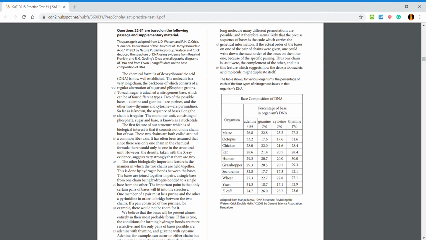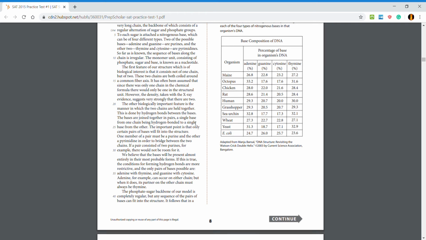The molecule is a very long chain, the backbone of which consists of a regular alternation of sugar and phosphate groups. We can see here in line 3, the word backbone is used similar to structure or support. The structure of which consists of a regular alternation. We know this because it tells us that the backbone of the chain, in other words, the most important structural part of the chain, is sugar and phosphate groups.